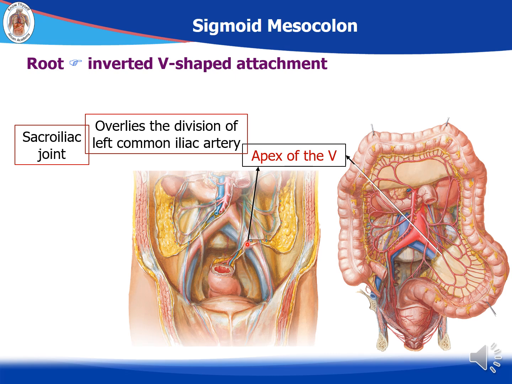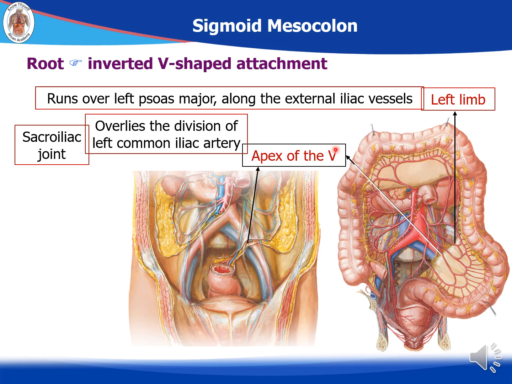Here, deep to this lies the sacroiliac joint. So, one landmark, this is in front of the sacroiliac joint, also overlies the division of the common iliac artery and also the formation of the left common iliac vein. These are the two limbs of the V-shaped root. So this is the left limb, this is the right limb.